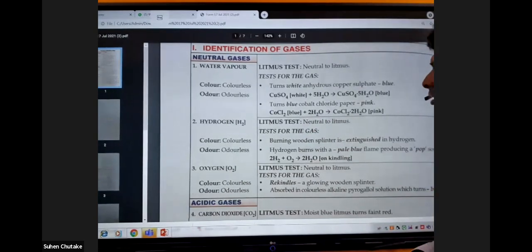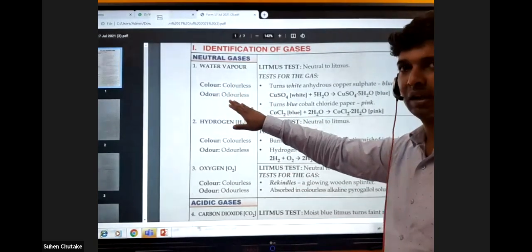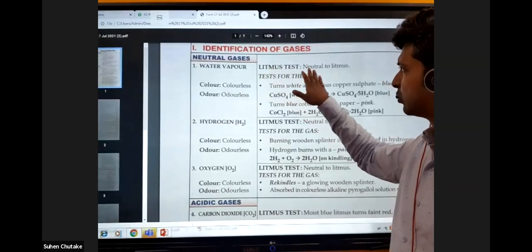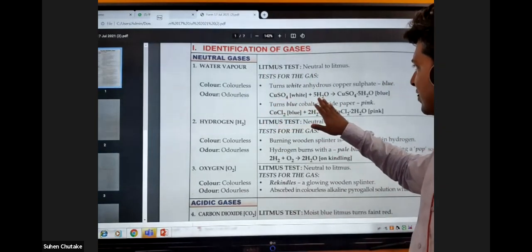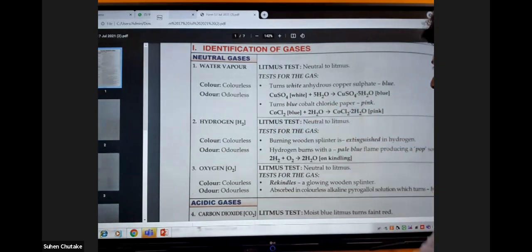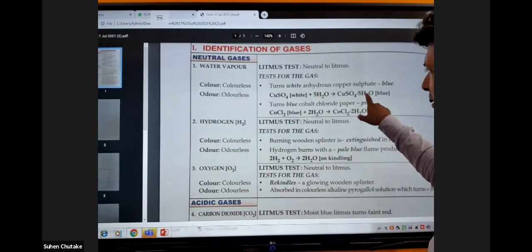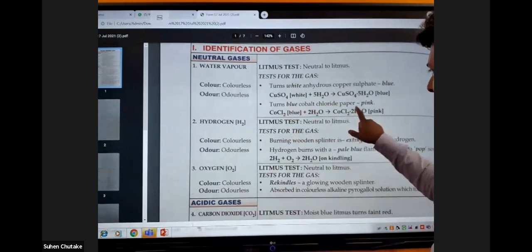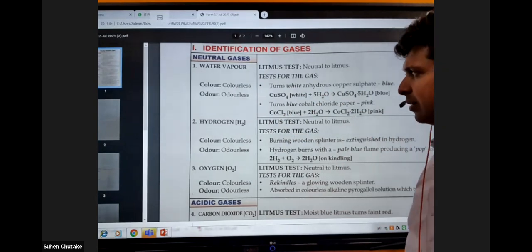Then we have neutral gases. Neutral gas: water vapor. Water vapor is colorless and odorless, and as it is a neutral gas, it is neutral to litmus as well. Copper sulfate plus 5H2O gives you copper sulfate dot 5H2O, so you can see water vapor is interacting, and this is how we can detect it. White copper sulfate will turn into blue if it interacts with water vapor. Cobalt chloride will turn pink when it interacts with water. That's how you can detect that yes, it is water vapor.